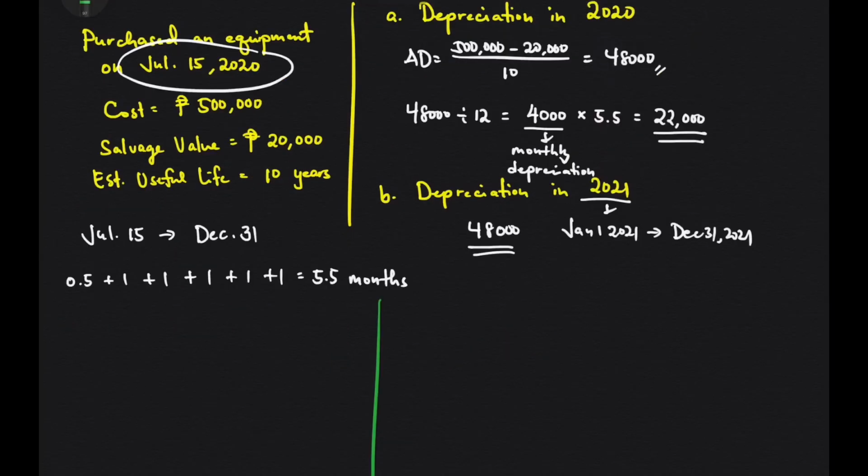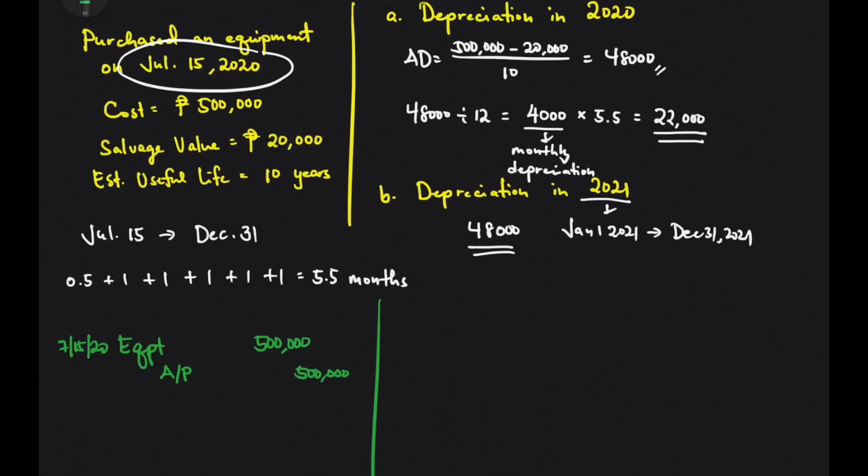Now let's jump to the entries. I will write the initial and the adjusting entry. So for the initial, on July 15, 2020, debit equipment, credit, let's say the equipment was purchased on account, credit accounts payable, 500,000. This is your initial entry.